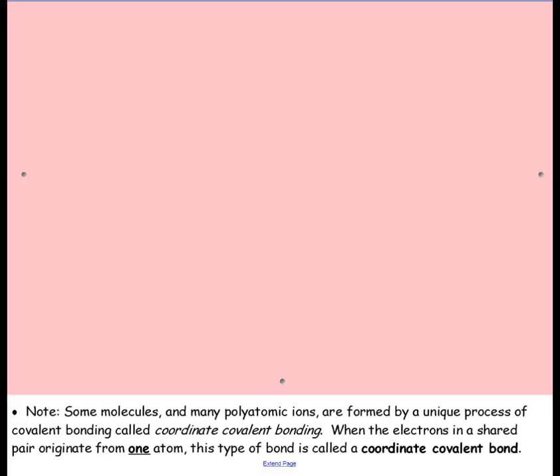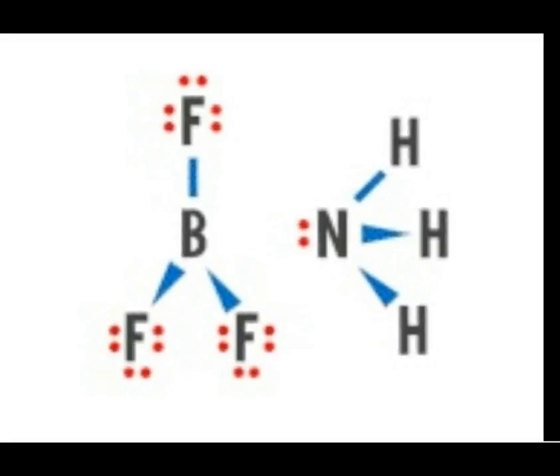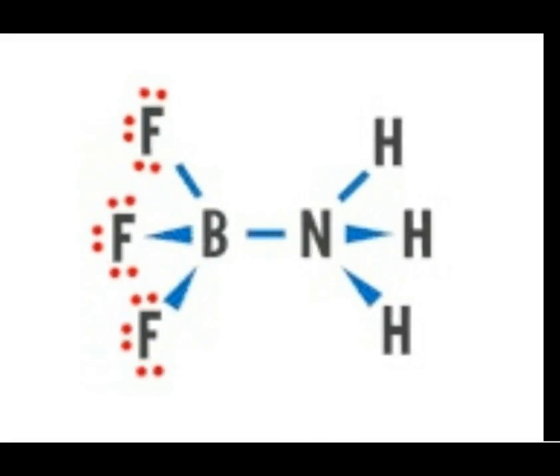I'll just show a little video clip here to help you see this in a little more detail. When NH3 encounters BF3, the NH3 uses its lone pair electrons to form a coordinate covalent bond.